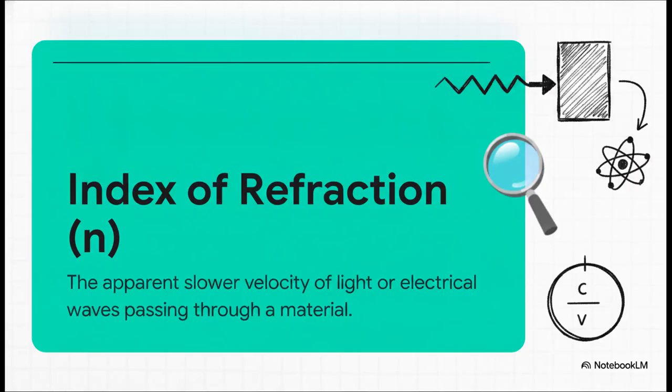And that brings us to our baseline definition, the index of refraction, denoted by the letter n. It represents this apparent slower velocity of light or electrical waves passing through a transparent material. If a material has an index of 1.5, light appears to travel 1.5 times slower through it. But notice I keep emphasizing the word appears, because at a physical, microscopic level, something entirely different is happening.